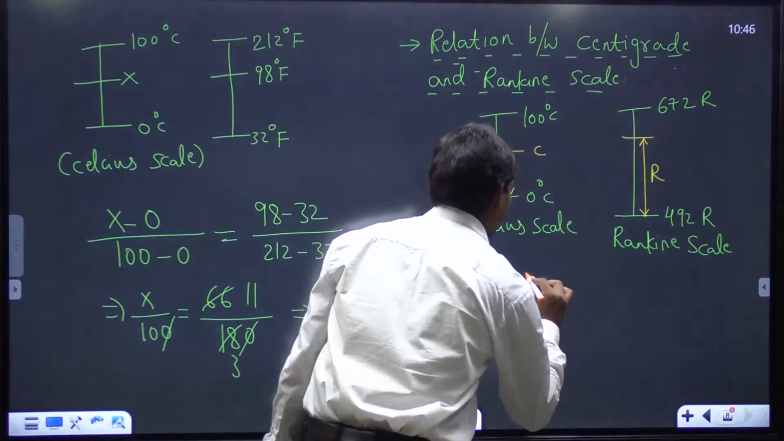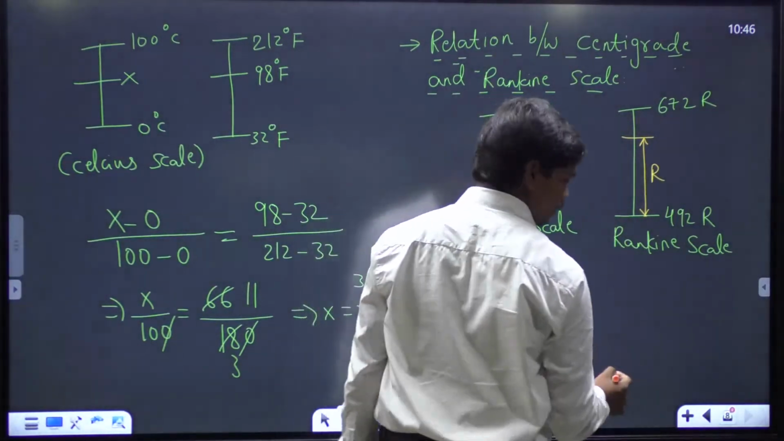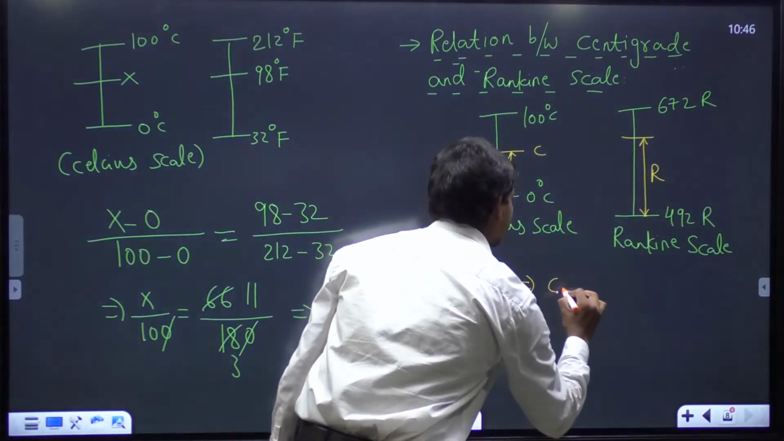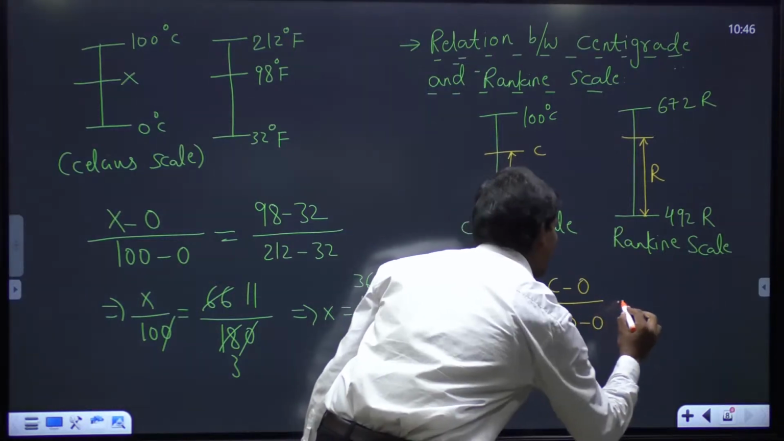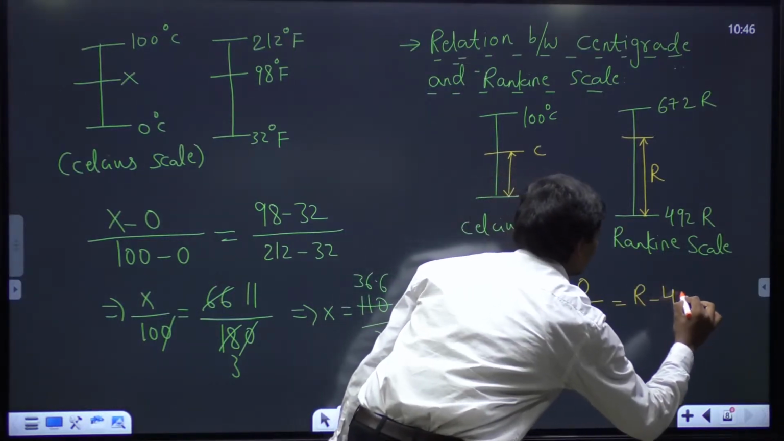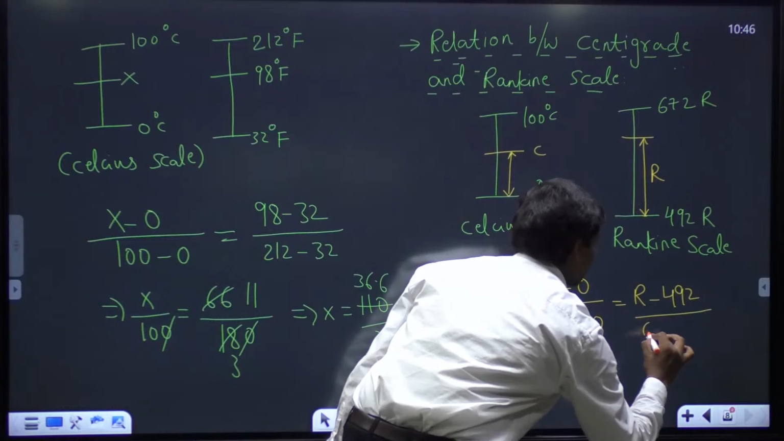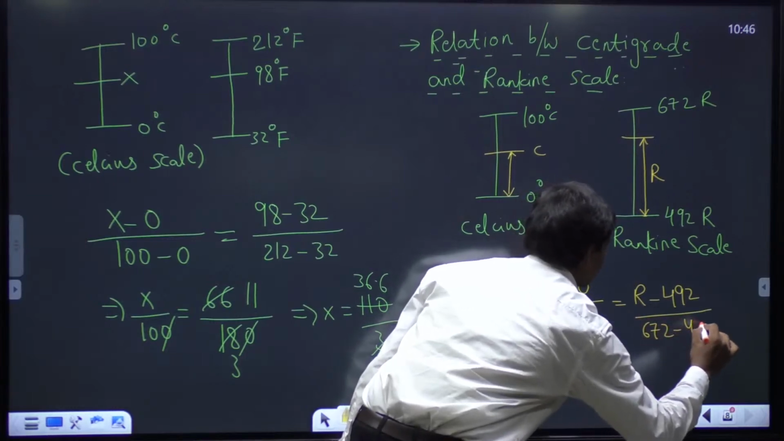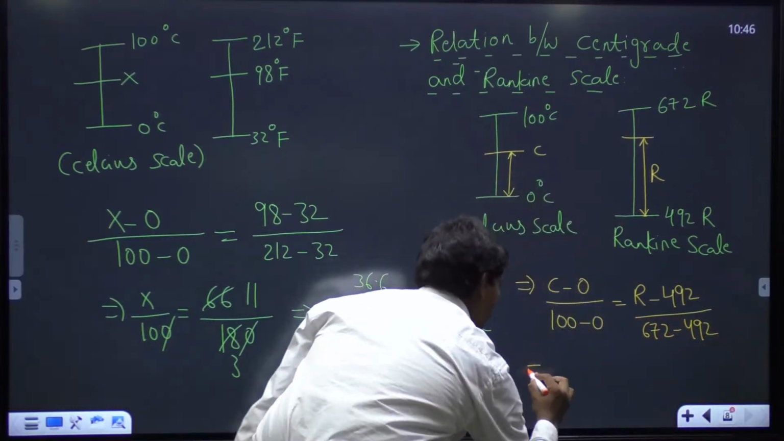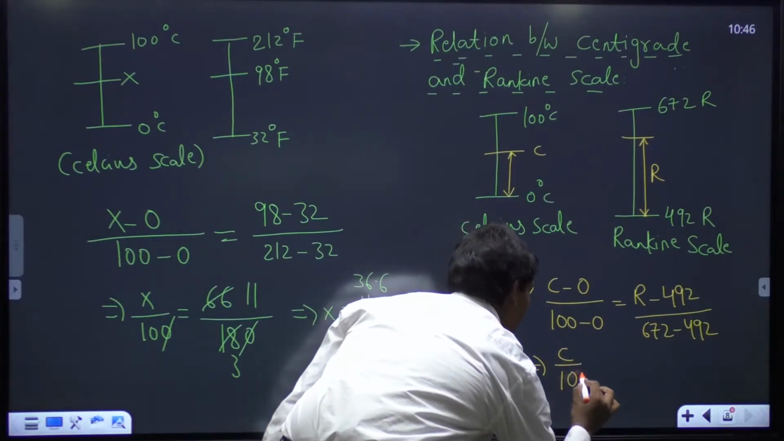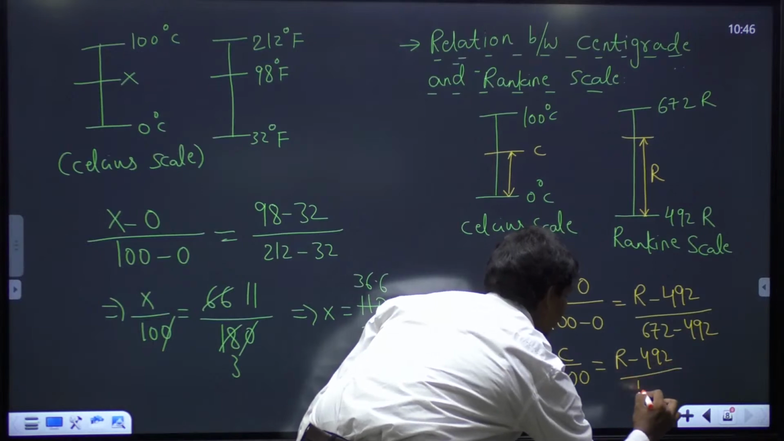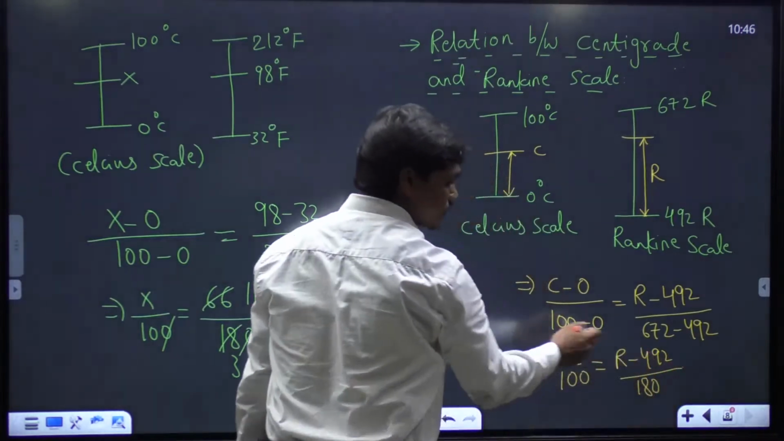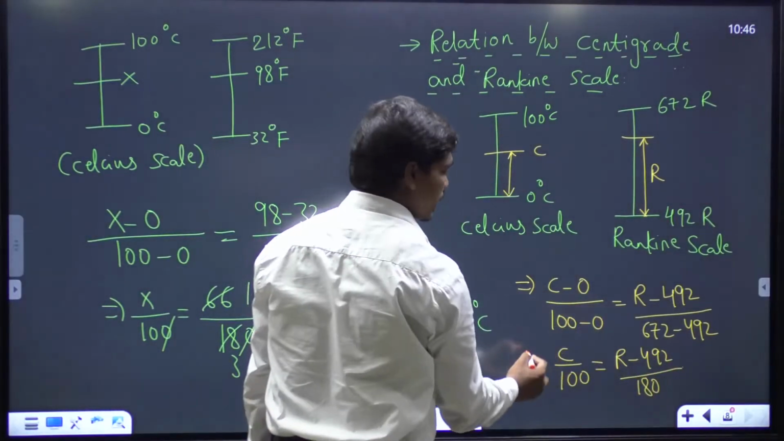So if you apply this thermodynamic law for temperature scales, C minus 0 divided by 100 minus 0 is equal to R minus 492 divided by 672 minus 492. So C by 100 is equal to R minus 492 divided by 180. So if you know R, you can calculate C, or else if C is given, you can calculate R.